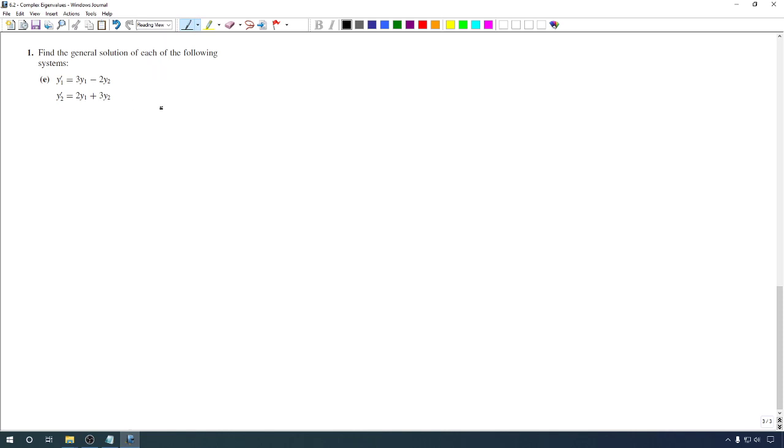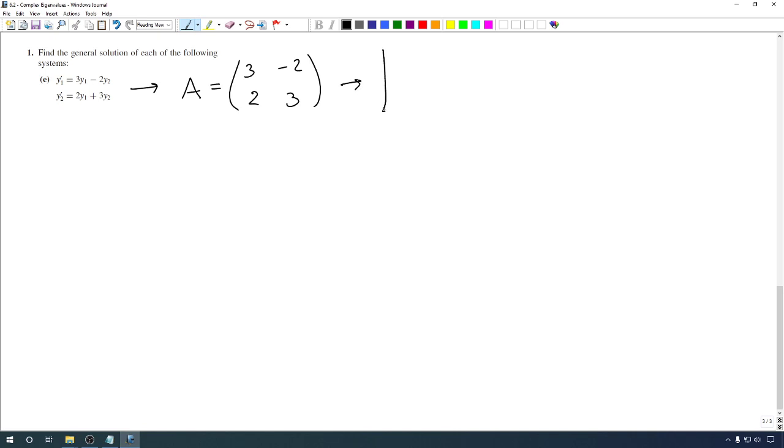other system of differential equations. Now, of course, spoilers here, we are going to have complex eigenvalues, but we're going to see how we can actually use that in this particular situation. So we proceed exactly the same way that we did in the last video. We're going to first turn this into a matrix. We have 3, -2, 2, 3.